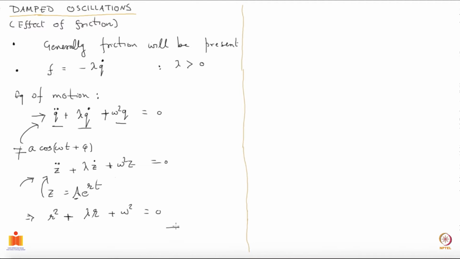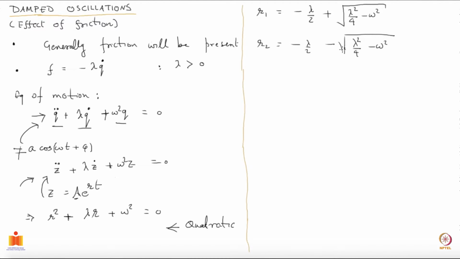As I said, this is a quadratic equation. So I have two roots which I call r1 and r2, and r1 is minus lambda over 2 plus the square root of lambda square over 4 minus omega square, and r2 is minus lambda over 2 minus the square root of lambda square over 4 minus omega square. These are the two roots we have, and in general the solution will be the following.